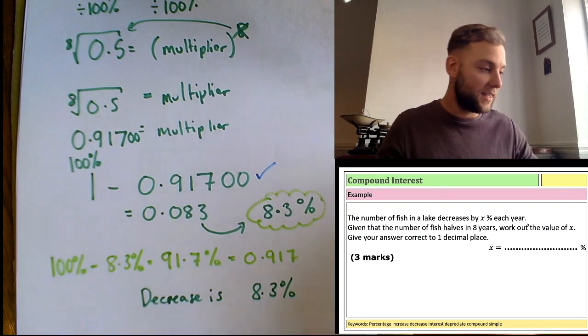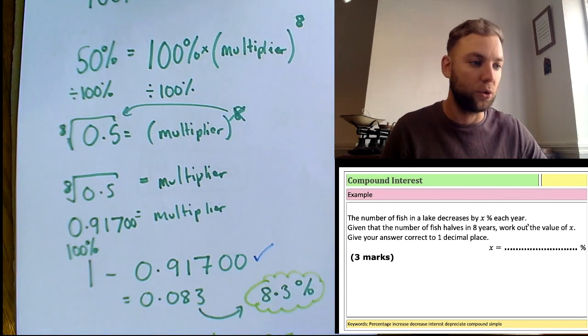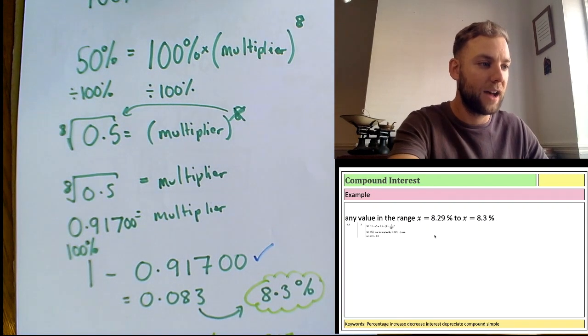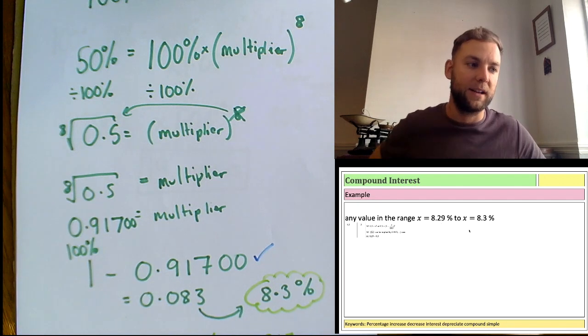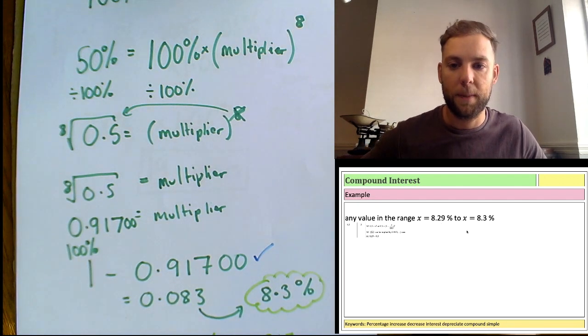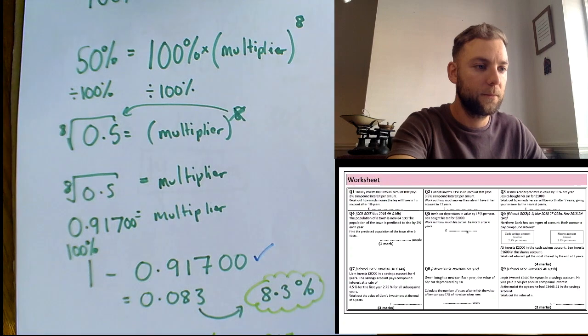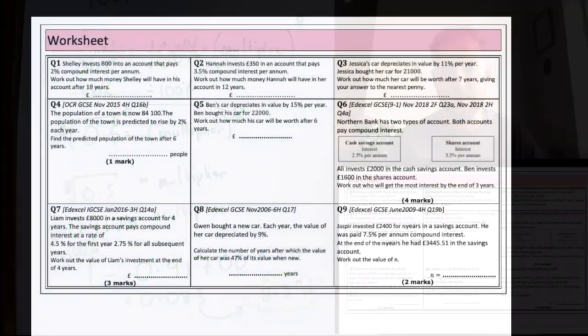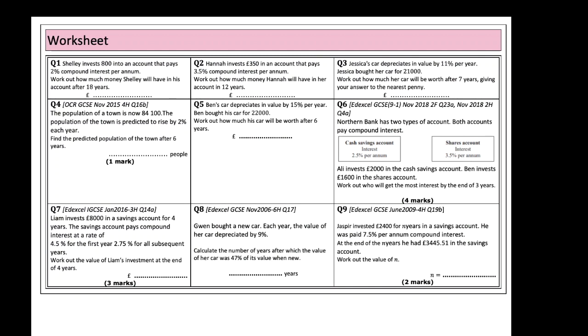Now that one is trickier, okay? But that's why I've done it at the end. It's a past paper question, it does come up, okay? So let's just check that. 8.3%. They will have accepted 8.29. Super. So I've got some questions here for you to have a go at. So pause now and have a go at these. Okay? Have a go at those questions.